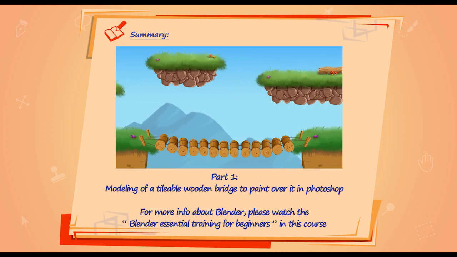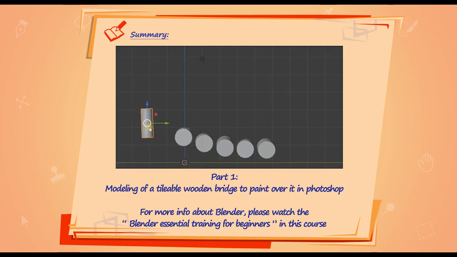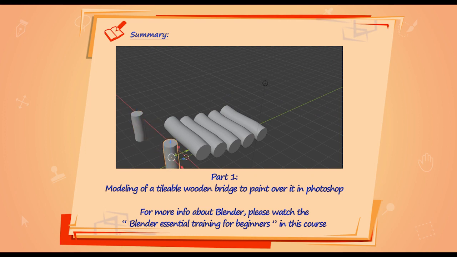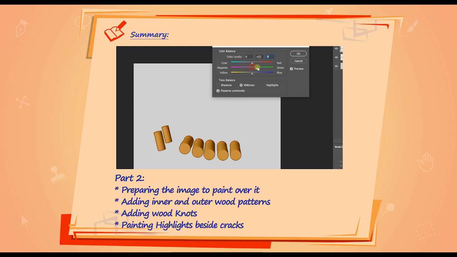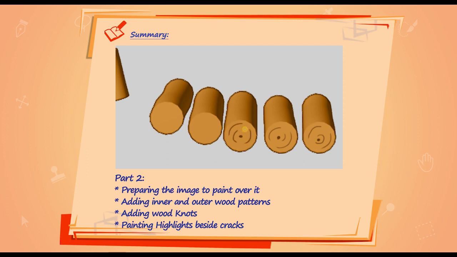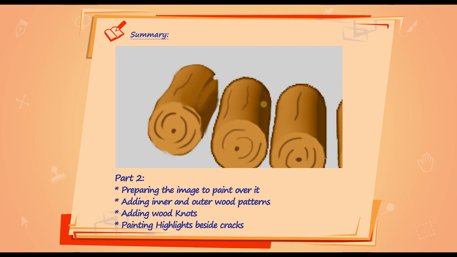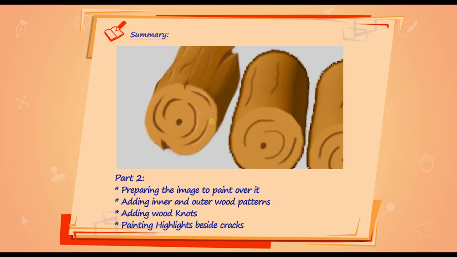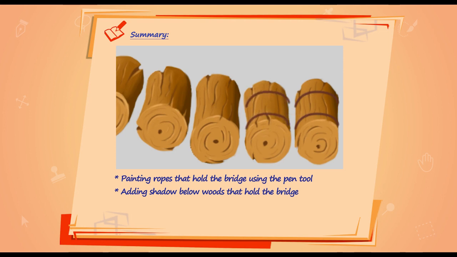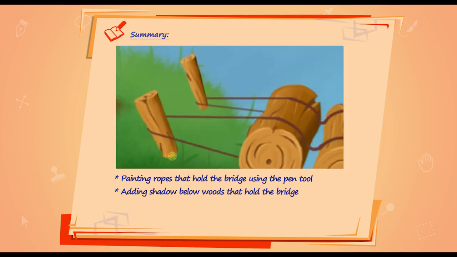In this video, I want to teach you how to paint a tileable wooden bridge. In part 1, we make a simple model inside Blender. In part 2, we talk about preparing the image to paint over it, adding inner and outer wood patterns, adding wood knots, painting highlights beside cracks, painting ropes that hold the bridge using the pen tool, and finally adding the shadow below the woods that holds the bridge.